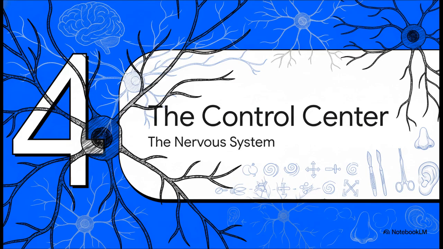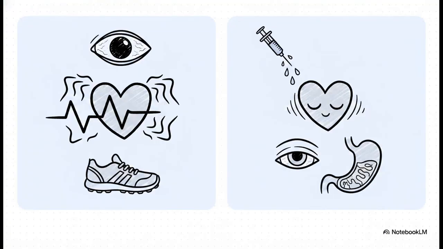Section 4, the control center. Let's talk about the nervous system. Okay, let's quickly contrast the two main divisions of the autonomic nervous system. You've got the sympathetic system, which is your classic fight-or-flight response. It uses epinephrine to jack up the heart rate, dilate pupils, and cause vasoconstriction.